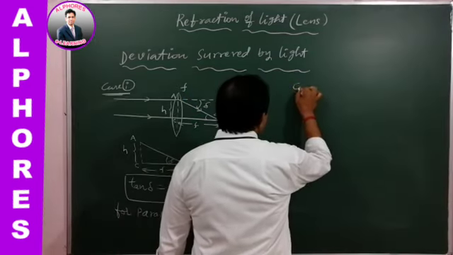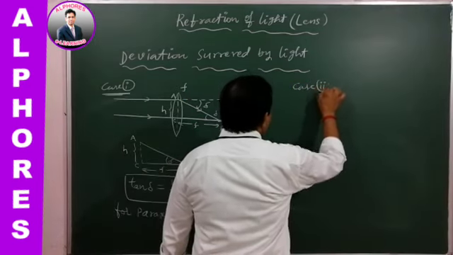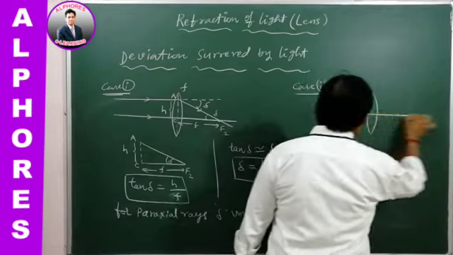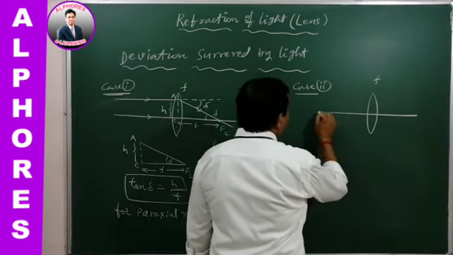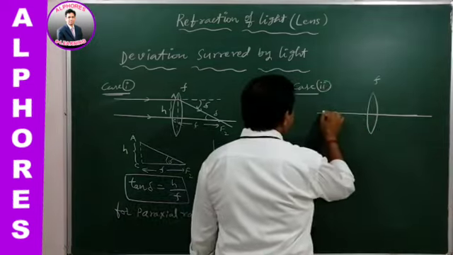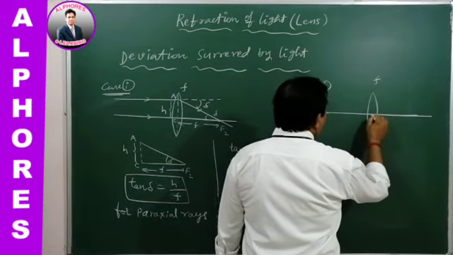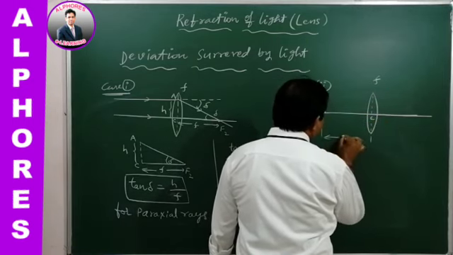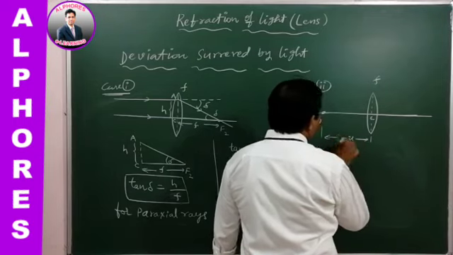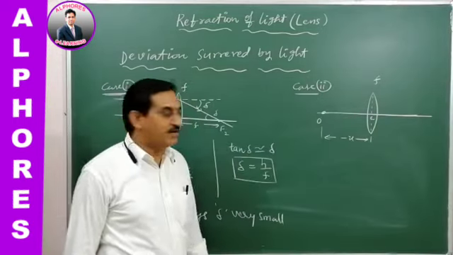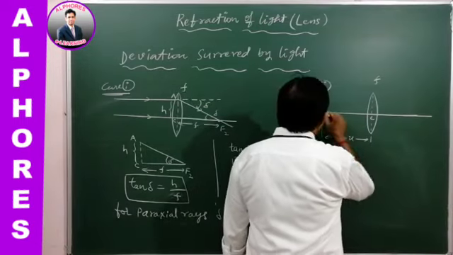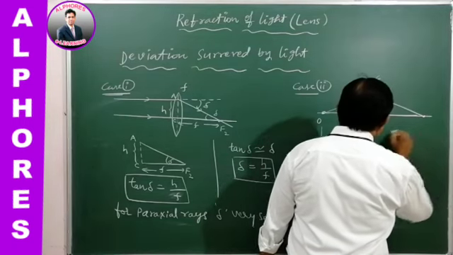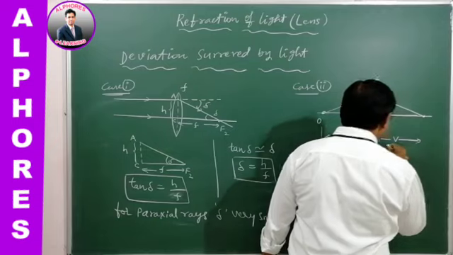Now, case 2: we can also find the formula by taking another case, that is a convex lens. Suppose its focal length is f. So the object is kept somewhere in front of the lens. This is the object, and this is the optic center of the lens. So this is the object distance, minus u. Why? Because we are taking the sign convention. With sign convention, object distance is minus u, and its corresponding image is formed on the principal axis at a distance v, sign convention plus v.